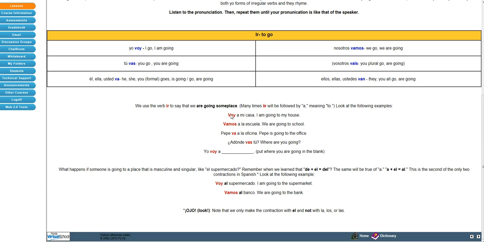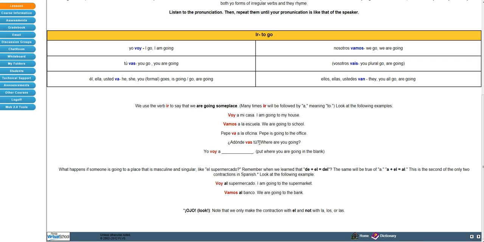So you're going to look at here, voy a mi casa. So you're going to have a form of the verb ir, plus an a, plus a place. Yo voy a mi casa. Vamos a la escuela. We are going to school. Pepe va a la oficina. Okay? So you're going to have an a after the form of the verb ir.